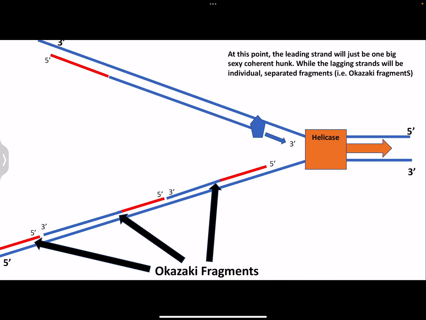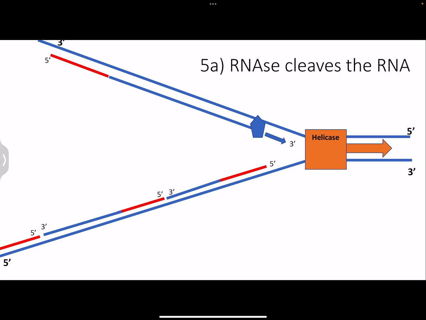Okay, so here we have Okazaki fragments. So we had an RNA primer. So the DNA polymerase, which made this right here, can't go, it's got to stop when it gets to the primer. So this is a little chunk, and this is a little chunk. And those are our Okazaki fragments.